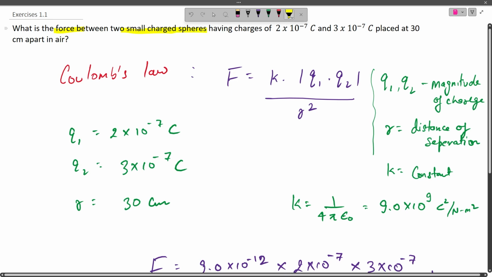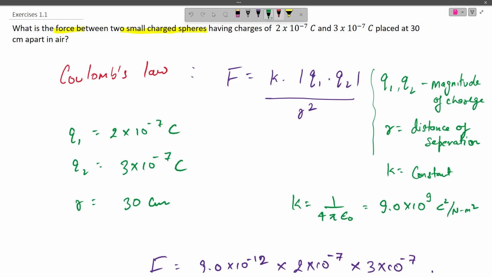Now the expression for electrostatic force is given by Coulomb's law, which states that the electric force between two charged particles acts along the line connecting them, and it is inversely proportional to the square of the distance separating them, and it is directly proportional to the product of those two charges. And also, like charges repel each other, and opposite charges attract each other.